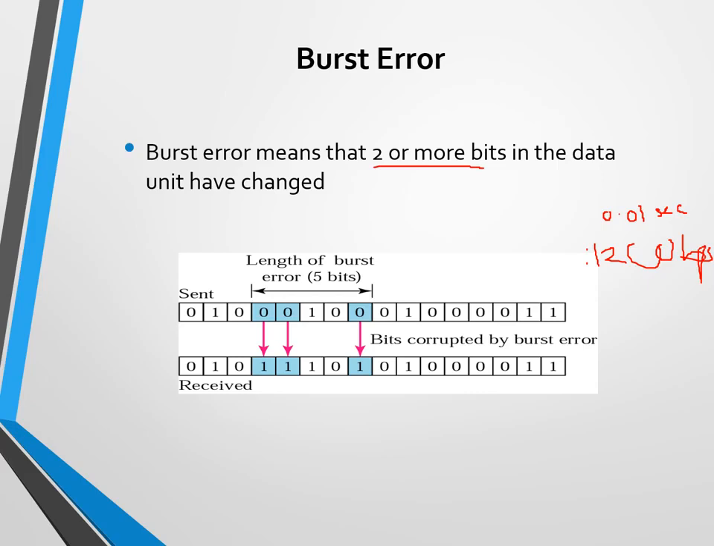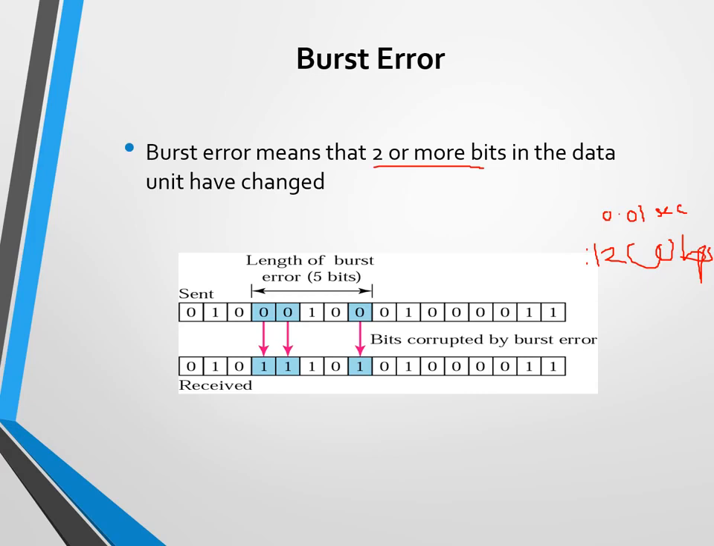Burst error is most likely to happen in serial transmission. The duration of the noise is normally longer than the duration of a bit, which means that when noise affects data, it affects a set of bits. So the number of bits affected depends on the data rate and the duration of the noise.